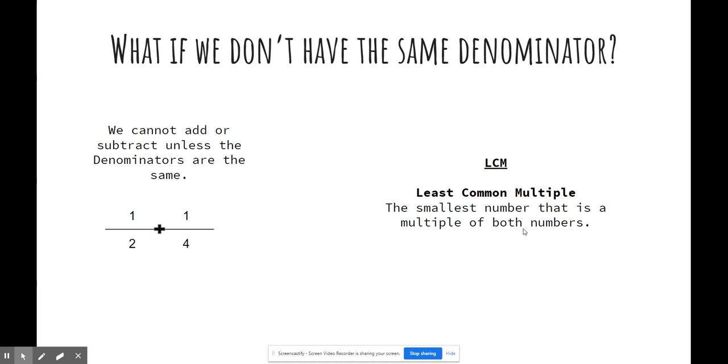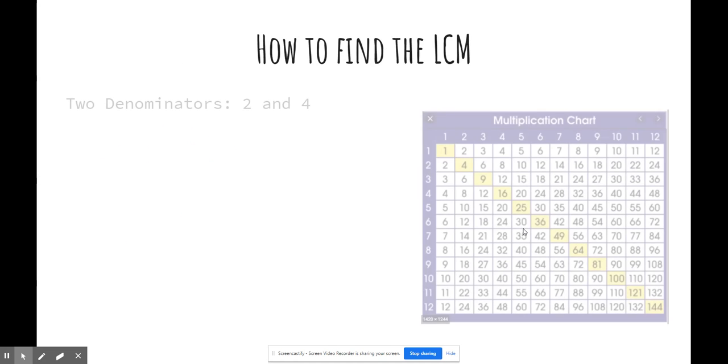Okay, here a lot of people get confused with multiple and factor, right? So multiple is when you take a number and you multiply it by something else, and that outcome is the multiple. 4 times 2 is 8. 8 is a multiple of 4. However, 2 times 3 is 6. 2 and 3 are factors of 6. Okay. How to find your LCM?